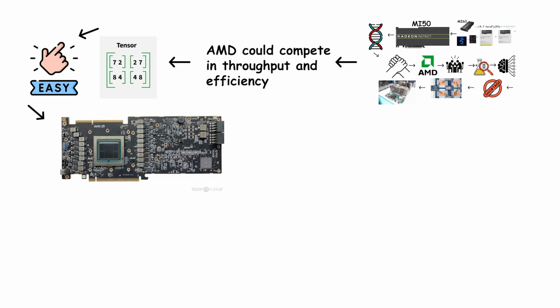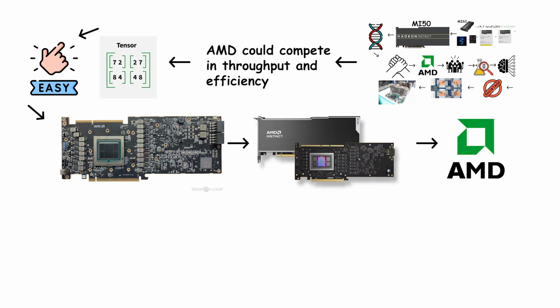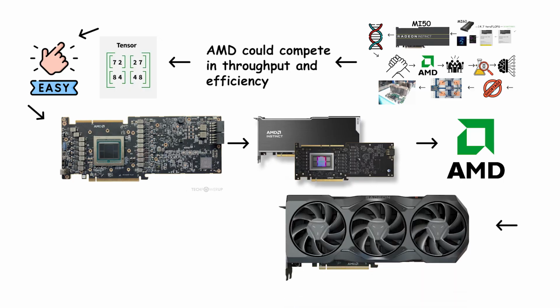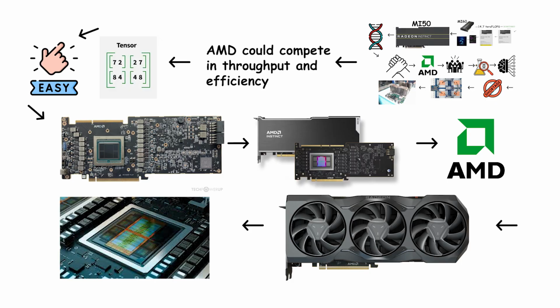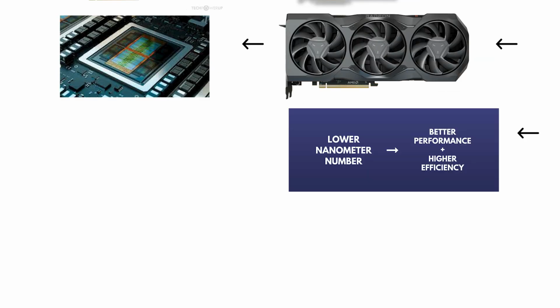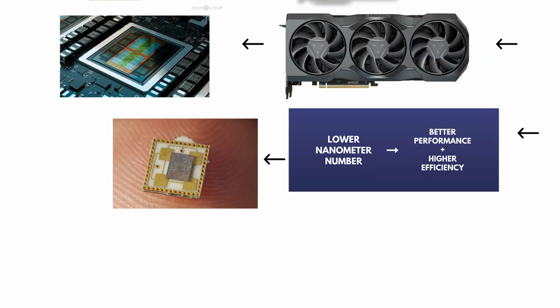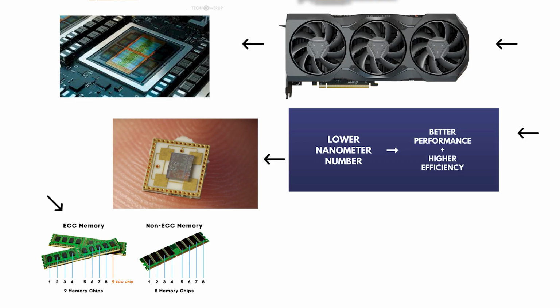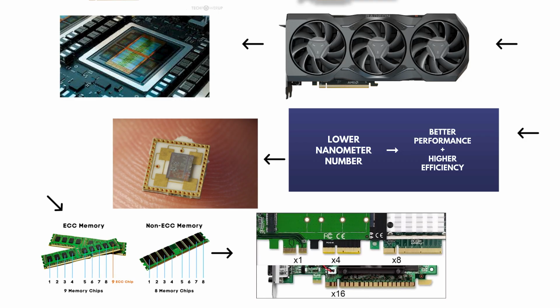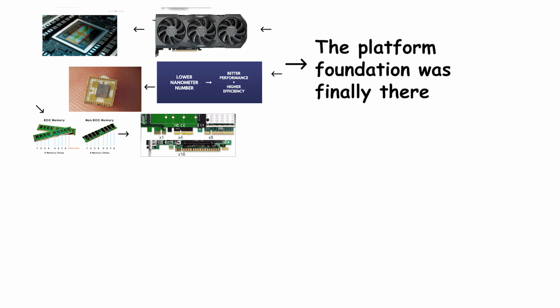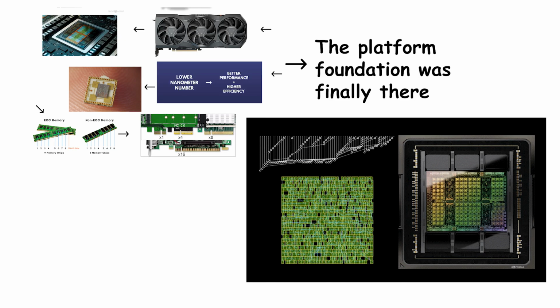In short, MI50 and MI60 represented AMD's transition from adapting gaming GPUs to designing true compute-first accelerators. They introduced key technologies like 7-nanometer fabrication, full ECC support and high-bandwidth memory, and the PCI Express 4.0 interface. The platform foundation was finally there. What came next would separate compute from graphics entirely.